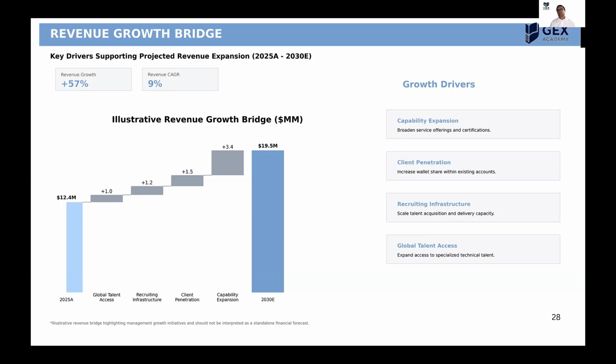Then we talk about recruiting infrastructure, right? As we discussed earlier, the company's ability to generate revenues is directly tied to its ability to identify, recruit, and deploy qualified technology professionals, right?